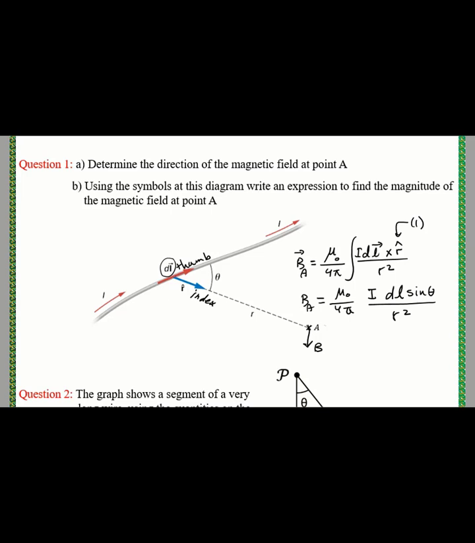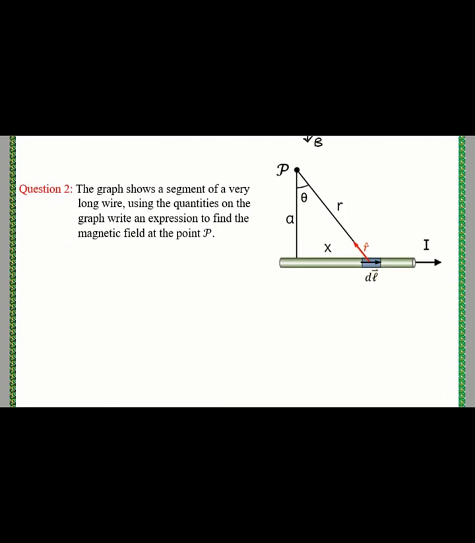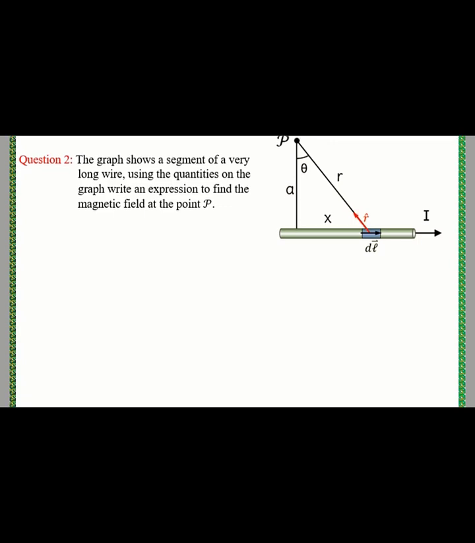That is how to find the magnetic field around this wire. Question number 2. The graph shows a segment of a very long wire. Using the quantities on the graph, write an expression to find the magnetic field at that point, P. It is the same as the previous one, but here we can substitute for theta. And beware, what is theta? It is not this theta.